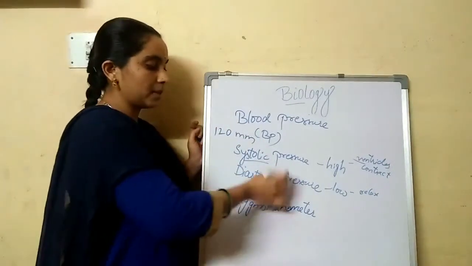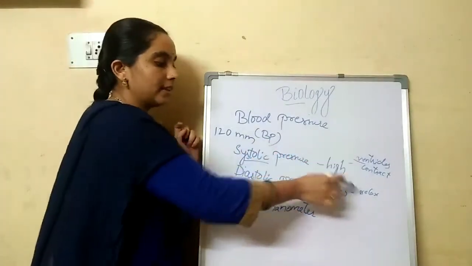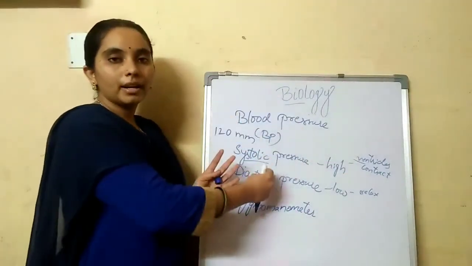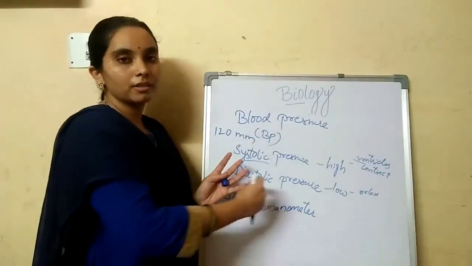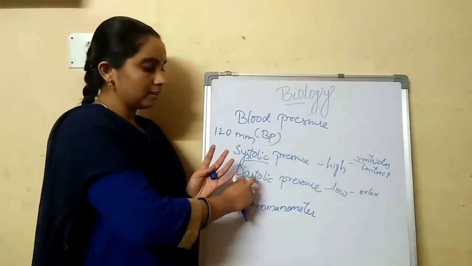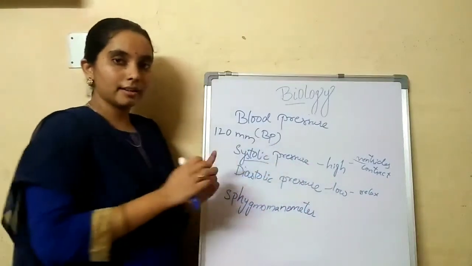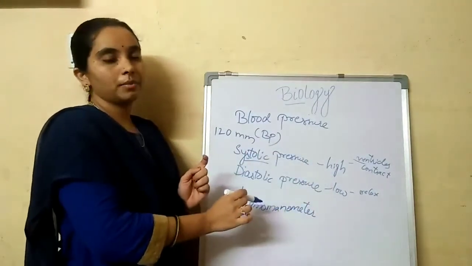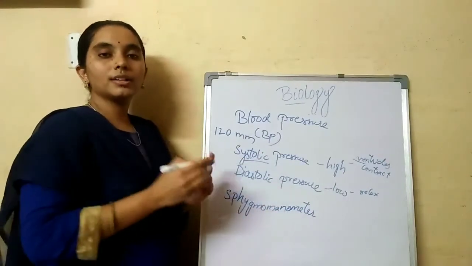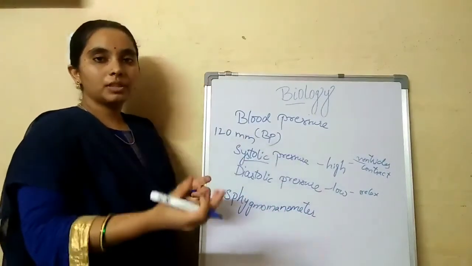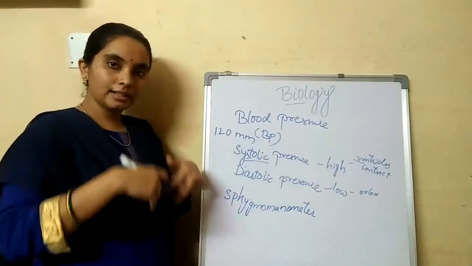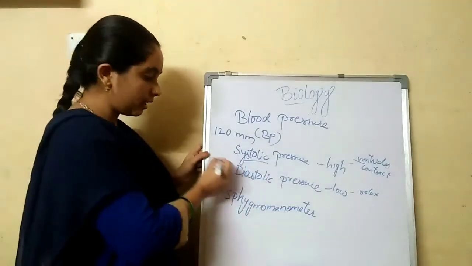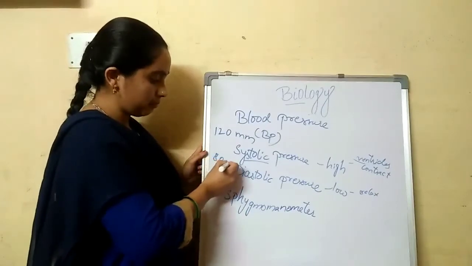And diastolic pressure is when the ventricles get relaxed, so that the blood from the atrium can be filled into the ventricles. In that period the ventricles are relaxed. So the pressure is very low at that time because there is no pumping of the blood, because the ventricles take the blood into the chambers. So here the reading is 80 mm.